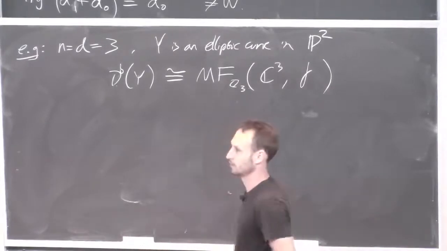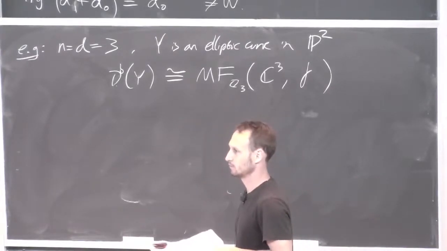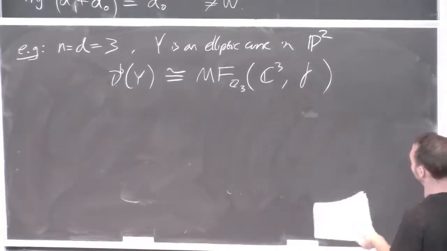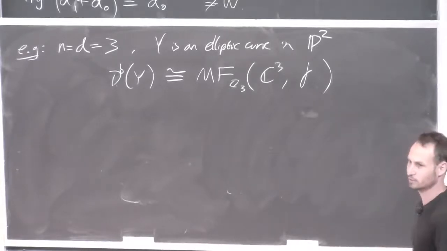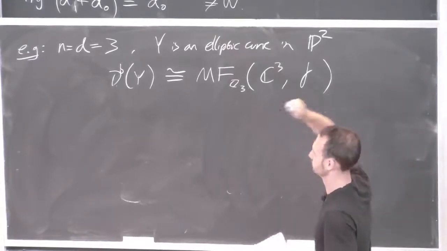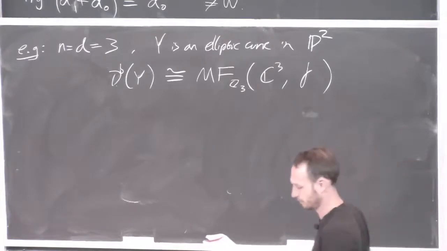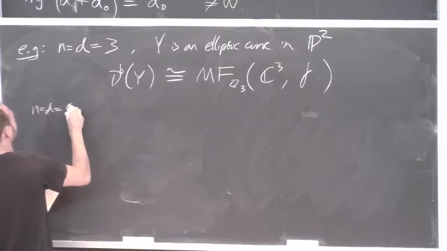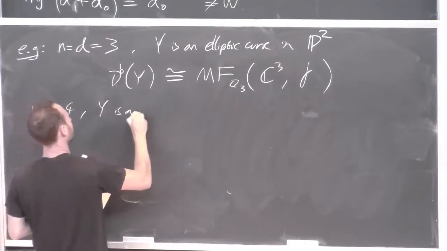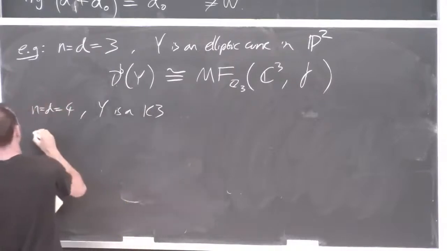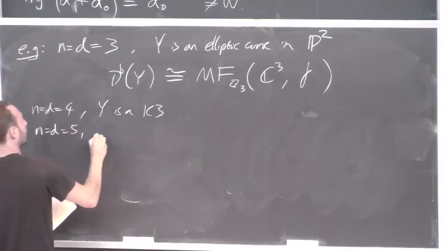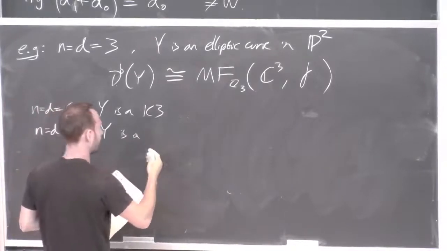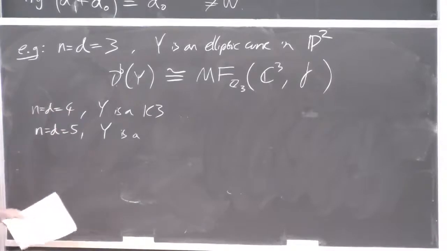That is basically the example that Nick keeps using, right? All this discussion about sheaves on elliptic curves and turning them into matrix factorizations is the categorical statement that he was driving at. You could just up the dimension. You could take n equals d equals 4, Y is a K3, and you get the same thing again. You could say n equals d equals 5, which is cute only because Y is then a quintic threefold. And if you're a string theorist, you're totally obsessed with quintic threefolds.